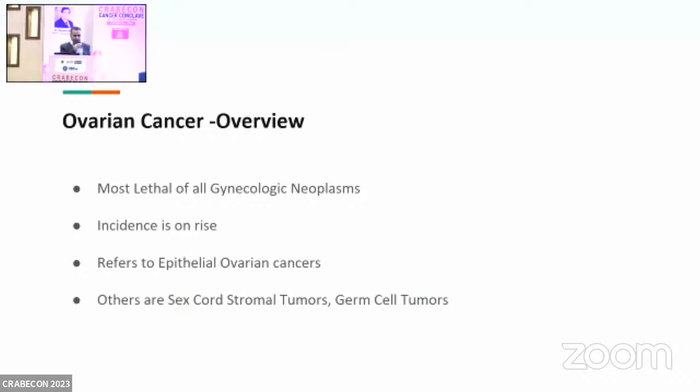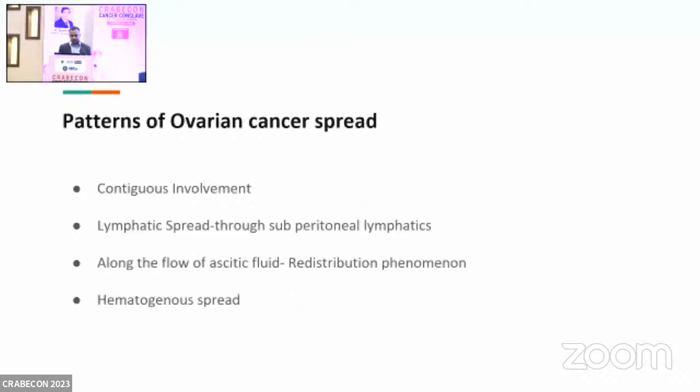So when we talk about ovarian cancers, we usually refer to epithelial ovarian cancers, which form 80% of all ovarian tumors. The other less common varieties are sex cord stromal tumors and germ cell tumors.